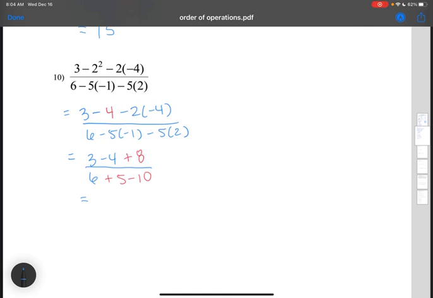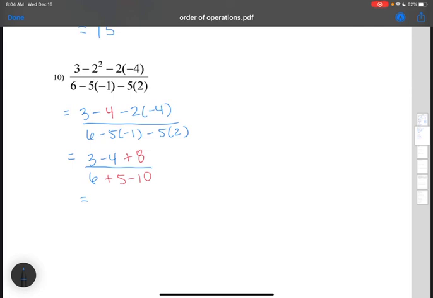Okay, so first I did the 2 squared, so I have the 3 minus that 2 squared is 4. That was the only thing I did. And then I went through and I looked at my multiplication. There were 3 different spots where I had to multiply. A negative 2 times a negative 4 up top for a positive 8. On the bottom, a negative 5 times negative 1 is a positive 5. And a negative 5 times a positive 2 is a negative 10.